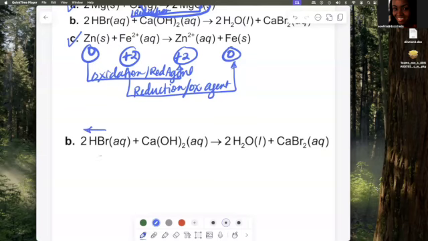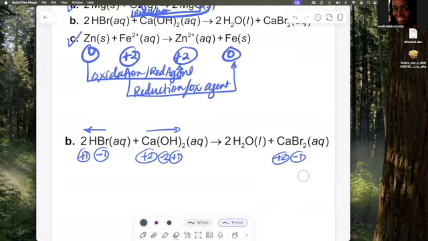So Br will be -1 oxidation number, H will be +1. And then here from right to left, right? Calcium has to be +2. We saw this before, right? In the hydroxide, oxygen was -2 and hydrogen was +1. And over here, calcium has to be +2, and then each bromine has to be -1, -1. But we only want to report one bromine, so I'm going to write the top one and erase the bottom one.